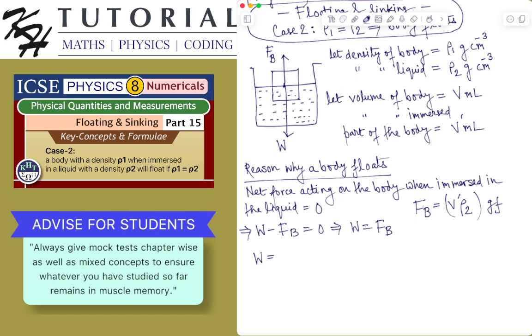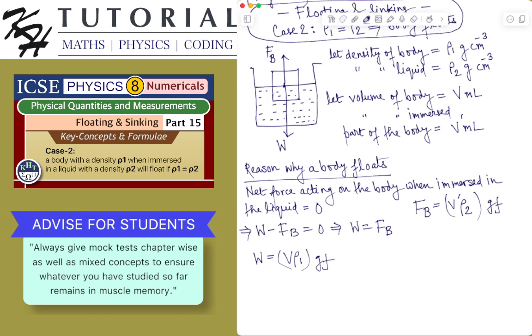Now, what is the weight of the body? We have considered V ml to be the volume of the body, and we know the density of the body is rho 1 gram per centimeter cube. So definitely the weight of the body will be its mass, which is V rho 1, this much gram force.